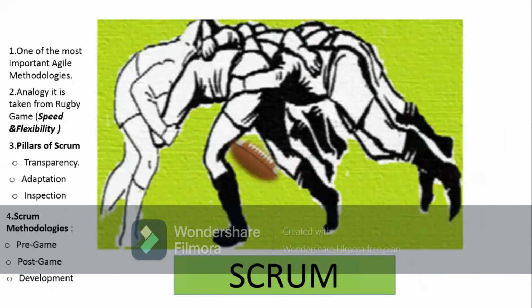Now, when it comes to Scrum, as you can see, it is actually taken from American football, that's rugby. And the game is based upon two things, flexibility and speed, and most importantly, speed. And the pillars of Scrum come in three.